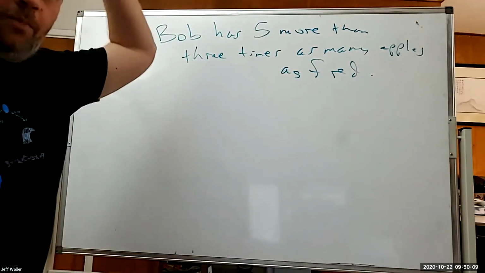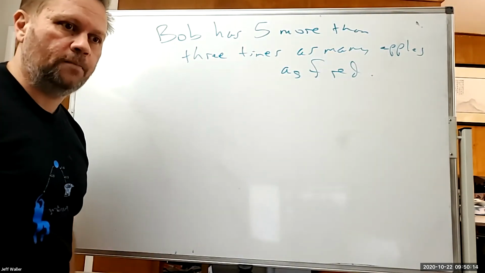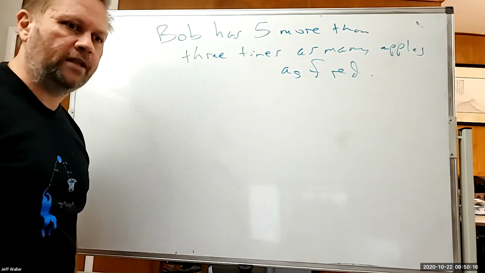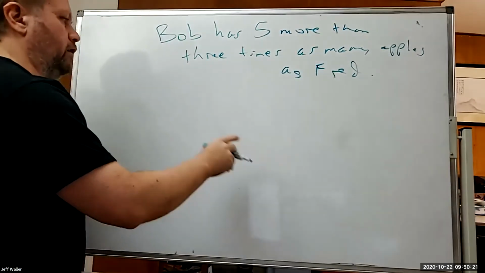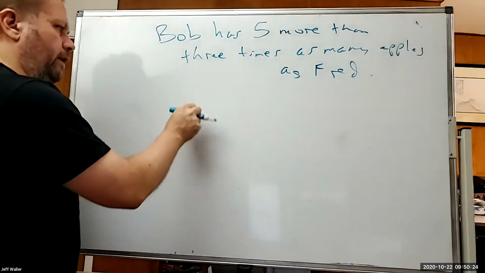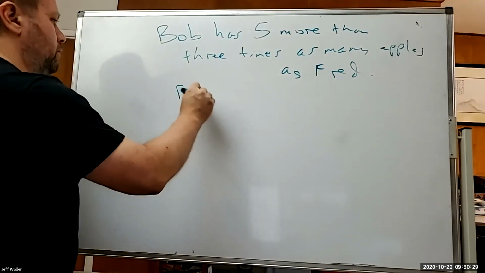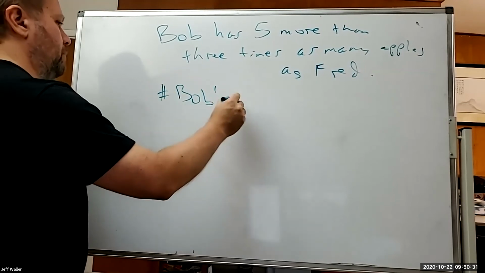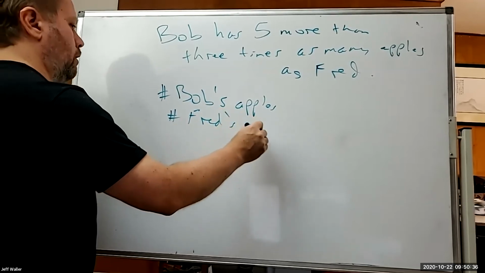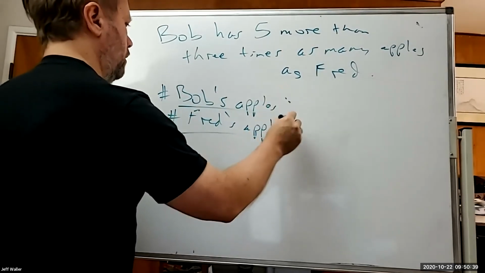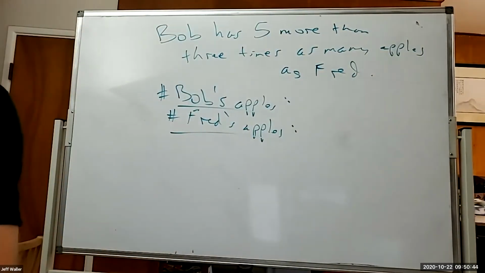They make their money and they go buy apples. It's their life. They can do what they want. Bob has 5 more than 3 times as many apples as Fred. That's not enough information to solve anything. I don't care. Can you write the 2 players and what they would look like algebraically? So the number of Bob's apples, and the number of Fred's apples. And you write the expressions. Which one would just be a letter?